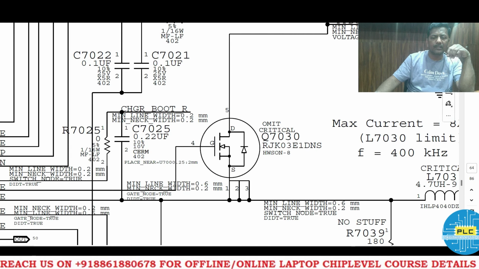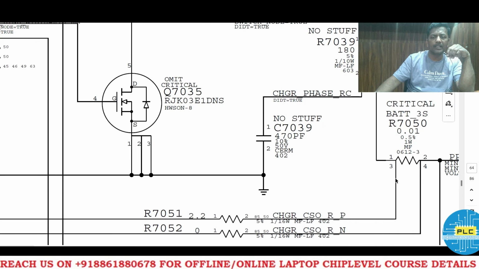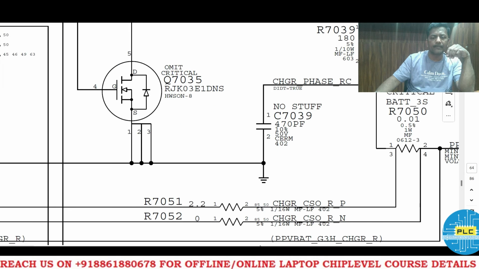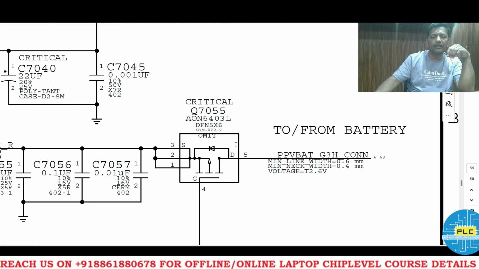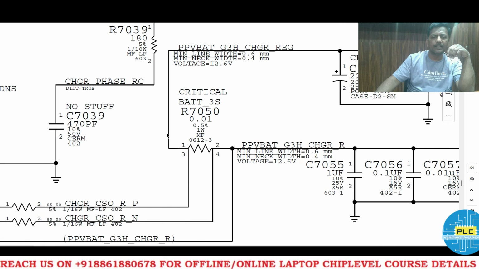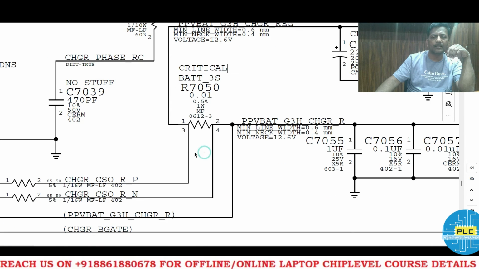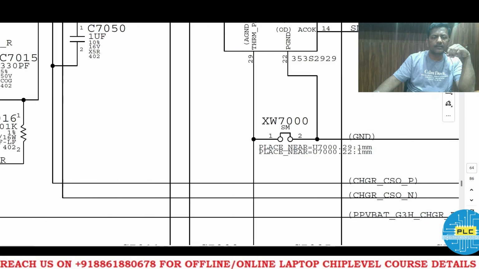Correct. So according to that, even battery CLR also we will get once we connect the battery. This is a battery CLR. See, from the battery through this MOSFET it has come, and here is the CLR. PPVBAT G3H charge underscore R. PPVBAT we already got, right, from the battery connector. See, this is CLR.